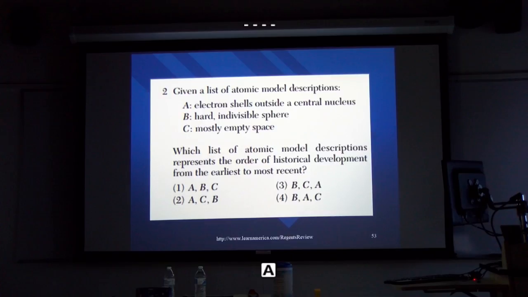So what would be the best choice? So obviously, the first one was B, right? The second one was C, and then we went to A, which was Bohr theory. So BCA would be the best choice. Right? You with me? Piece of cake.